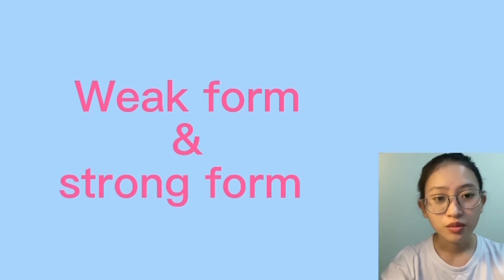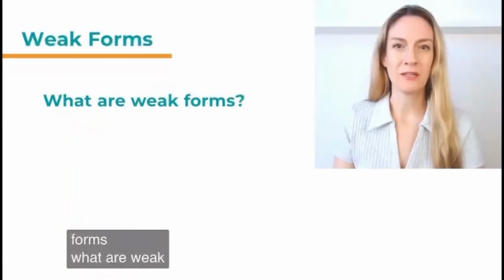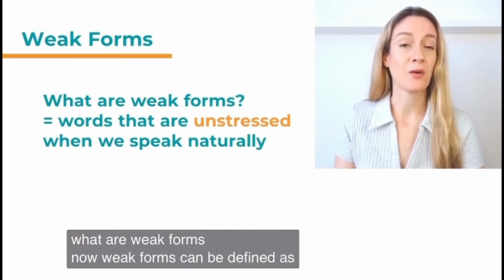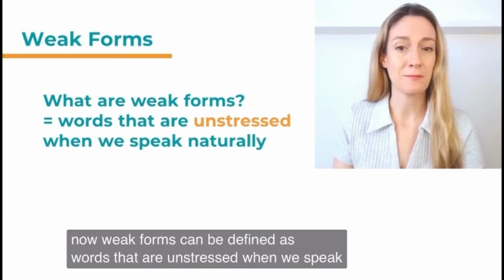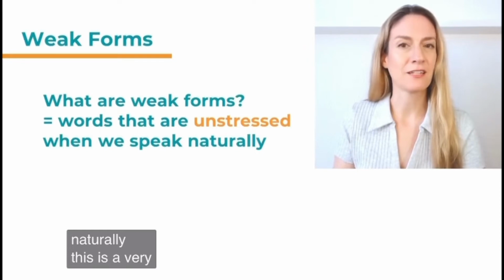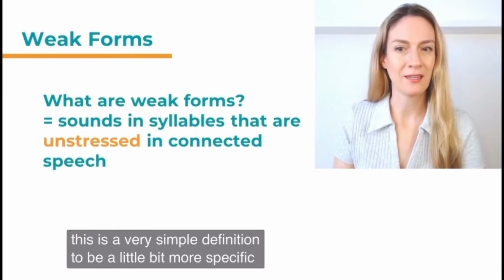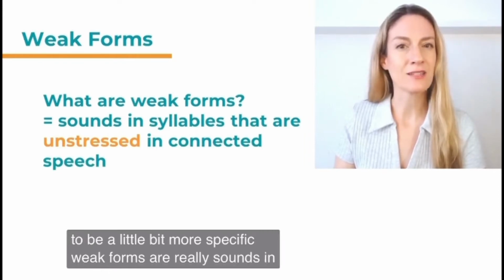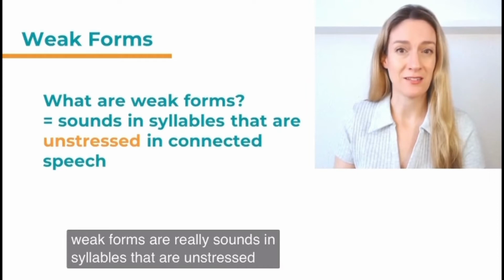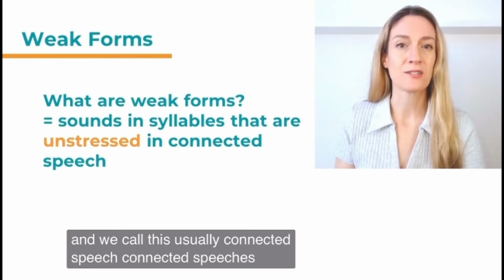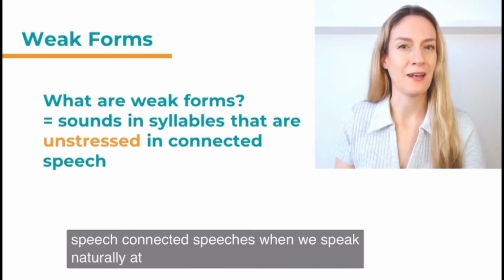So, what about weak form? To understand more about it, we will watch an introduction video. What are weak forms? Weak forms can be defined as words that are unstressed when we speak naturally. This is a very simple definition. To be a little bit more specific, weak forms are sounds in syllables that are unstressed. And we usually call this connected speech. Connected speech is when we speak naturally at natural speed.